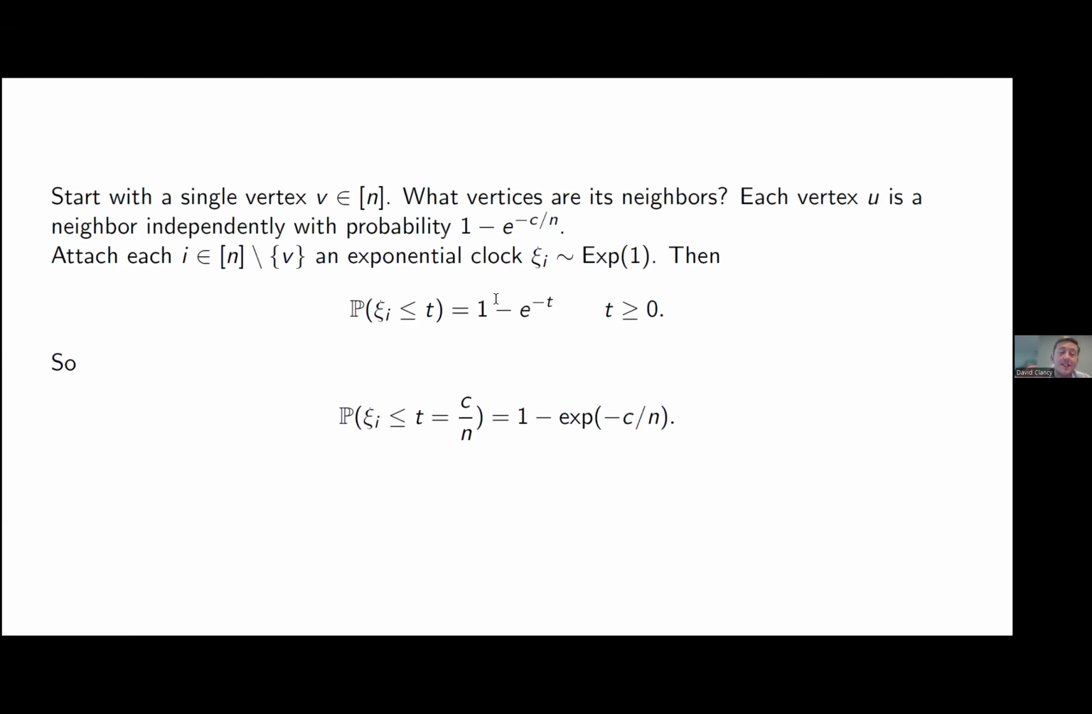So what we're going to do is associate to each vertex i an exponential clock. And when we're at vertex V, we're going to listen for a certain amount of time. And if an exponential clock rings, then we'll say that V is connected to whatever neighbor's clock just rang. And why will this work? Well, informally, the probability that the exponential clock rings before time t, t being c over n, is precisely the probability that an edge appears in the random graph model. So this is really what's helping us under the hood.